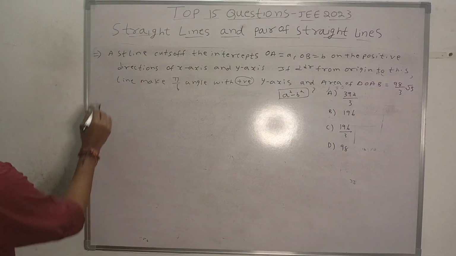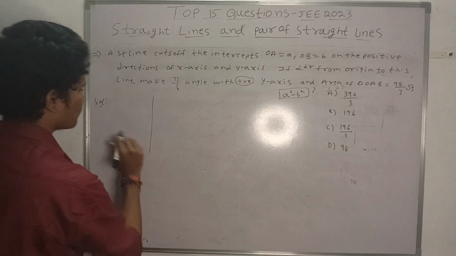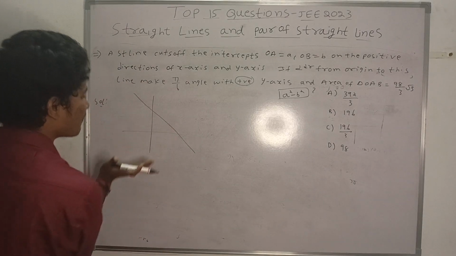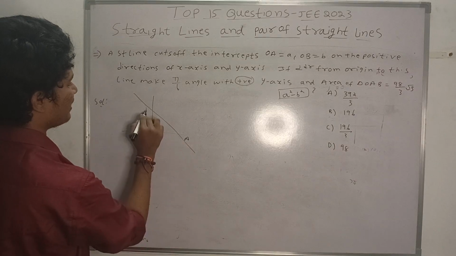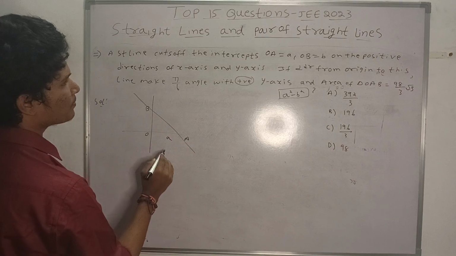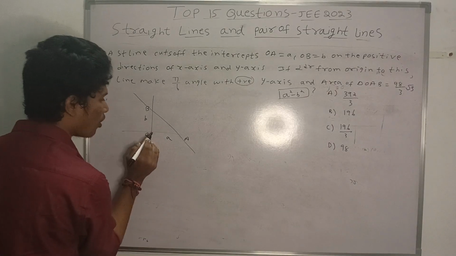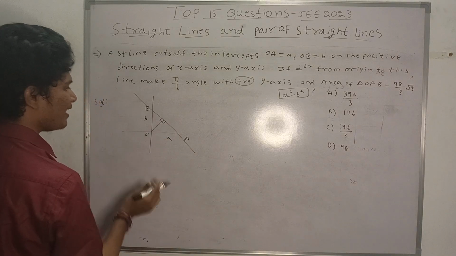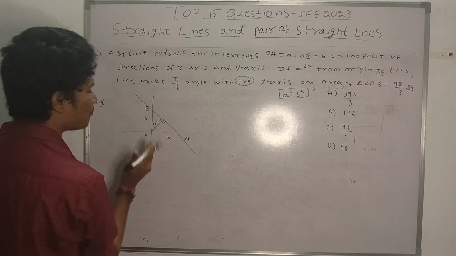So this is a very simple question. They are saying that a straight line cuts off the intercepts. What are the intercepts? When a straight line cuts x-axis and y-axis, the lengths from the positive x-axis and positive y-axis can be said as intercepts, and this is O, this is A, this is B. They have said that OA equal to a and OB equal to b. And they given that there is a perpendicular from the origin to this line. This is a perpendicular line here, and they are saying this perpendicular line will make angle pi by 6, that is 30 degree, with the positive y-axis.